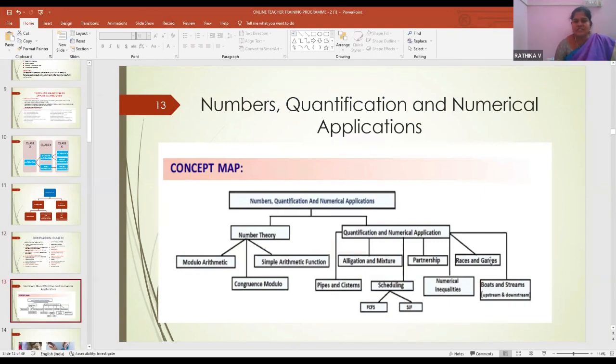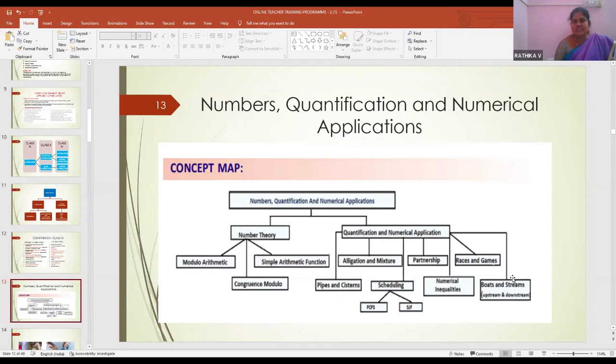So in this topic, you can see the main unit is numbers, quantification, and numerical applications. We have so many subdivisions in this. So the first part is number theory, modulo arithmetic, simple arithmetic, congruence modulo. So this is one of the simplest ones only. So first one is pipes and cisterns. These problems, you would have noted in class 8, 9, and 10 mostly. We would have taught few concepts, like pipes and cisterns, like two pipes opened at the same time to fill the tank, such questions.